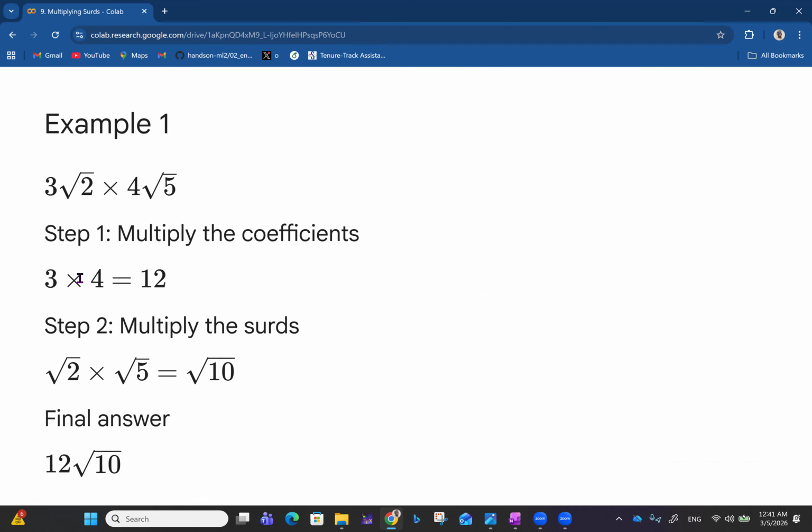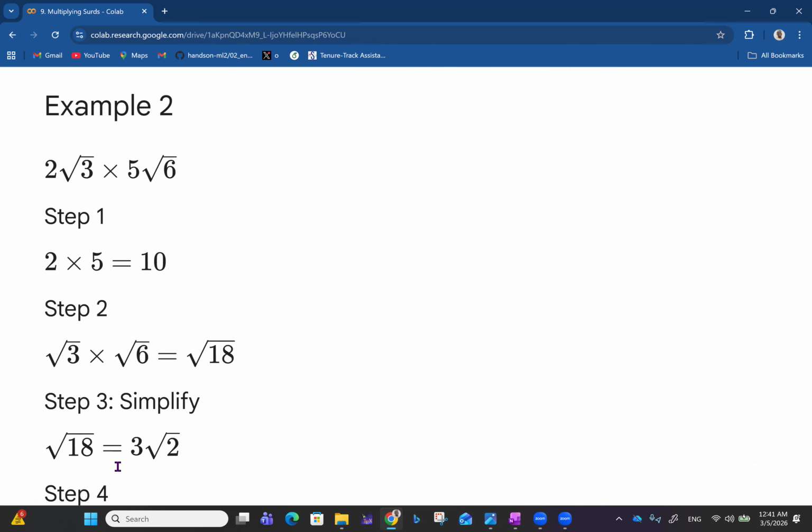Multiply the coefficients, that's 3 times 4, which is 12. Multiply the surds, root 2 times root 5, that's root 10. Put it together, you have 12 root 10. Root 10 cannot be simplified further than this because there's no perfect square factor that can be factored out of 10 apart from 1.